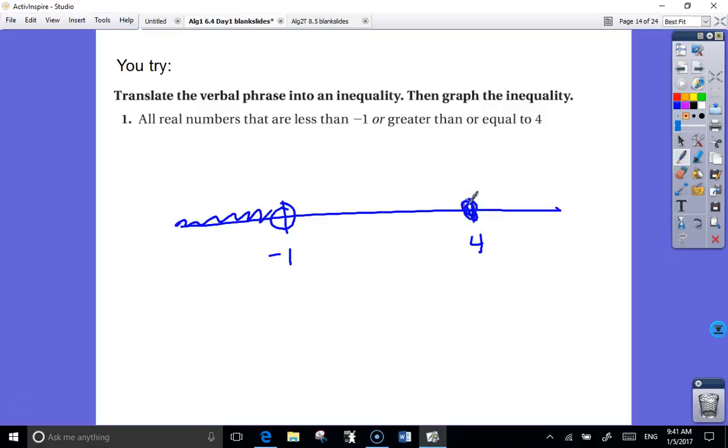Greater than or equal to 4. Probably should have written this down. X is less than -1, or X is greater than or equal to 4. When I put them together with an OR statement, then that is the graph. Right? They don't have to overlap. You just put together all the areas of shading.